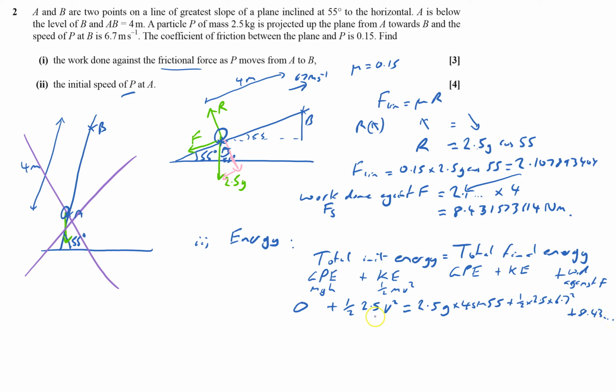Okay. And that gives me 1.25 v squared equals 144.820974. Divide by 1.25 and then square root it, and that gives me v equals 10.763687 meters per second. And that's the question done.